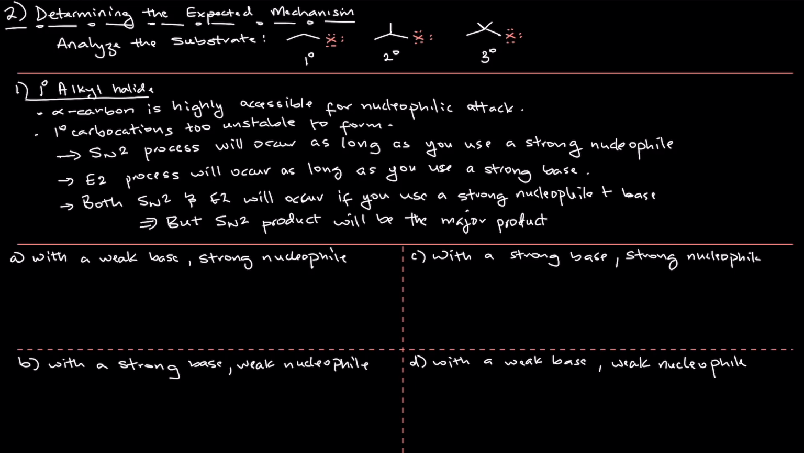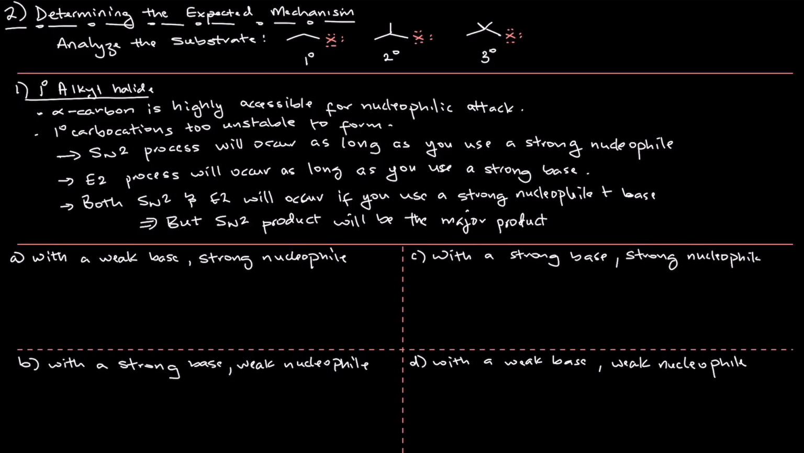However, the product gotten from the SN2 process will be the major product, because ultimately that alpha carbon is incredibly accessible for a nucleophilic attack. So your SN2 product will still be major. Okay, so now let's do some examples.